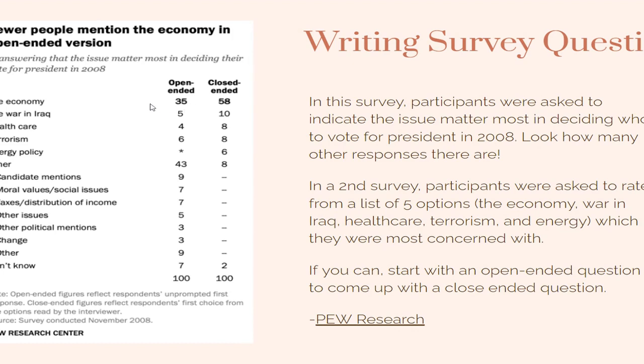So you'll see 35% of them talked about something like the economy, the war in Iraq was going on at the time, and then 43% had an other category. And they mention all of these things. Candidate mentions, moral values, social issues, taxes, other, change, and other again. So there's lots of different others here, right? Which doesn't really help us out that much. So an open-ended question is where I let people just free response. And then I do something with that maybe. And then the second survey given, we changed it to close-ended questions.